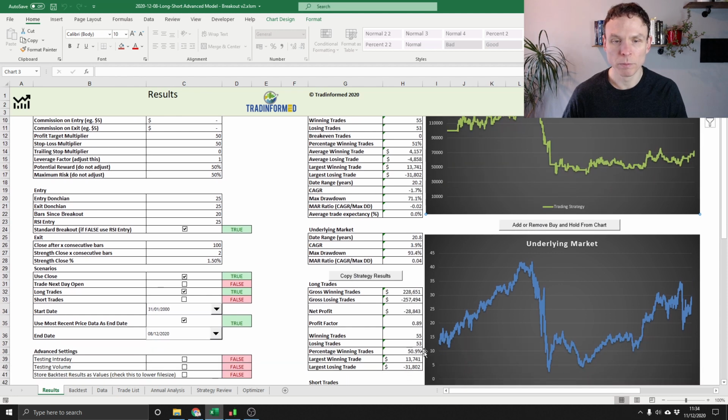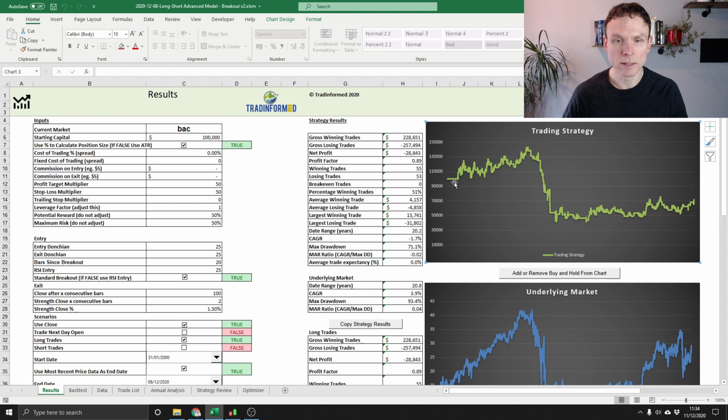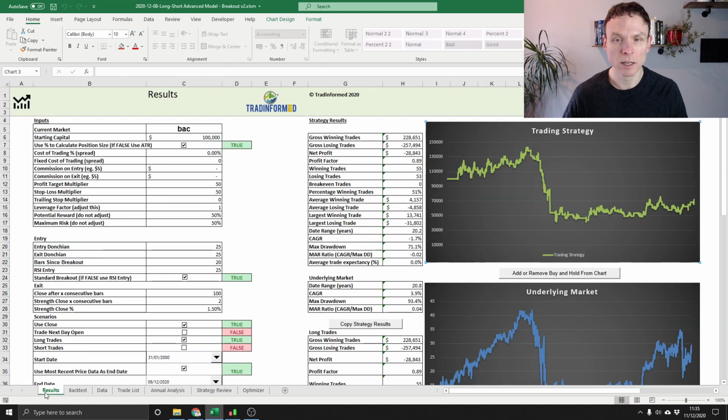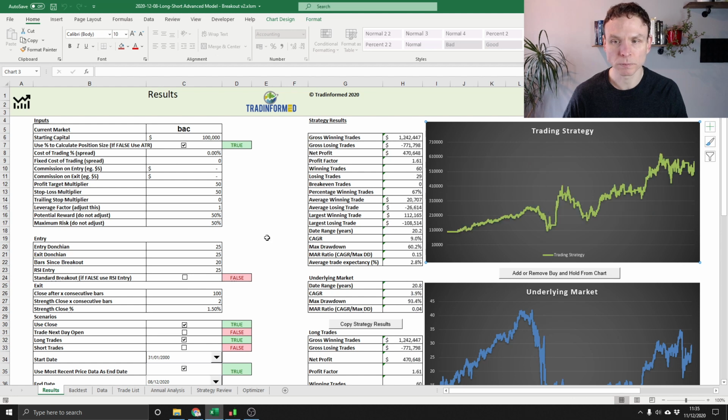Now we have Bank of America, which has more variability, but it has still returned an annualized growth of about 4%. So not too bad. And you can see that the breakout strategy has not done as well here. So annual growth rate negative. It's got a negative return. Quite sure if we use the optimizer, we would find a better setting. But I think that is telling us what we need to know, that a breakout long only strategy has underperformed the market. Okay, let's have a look at the RSI version.